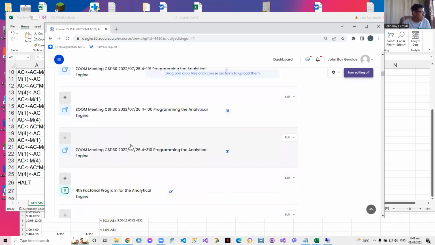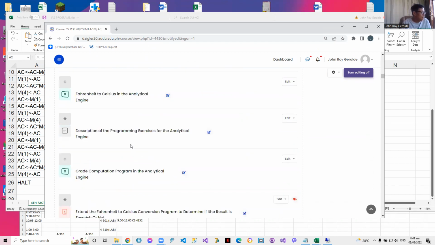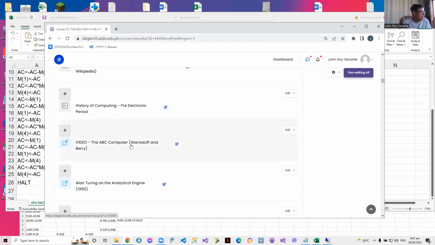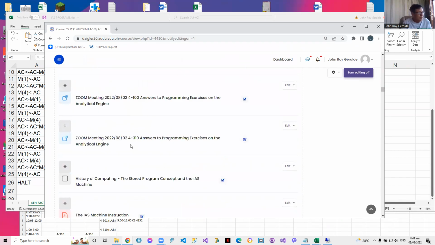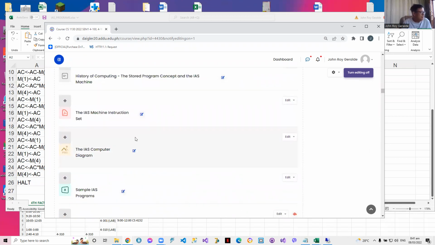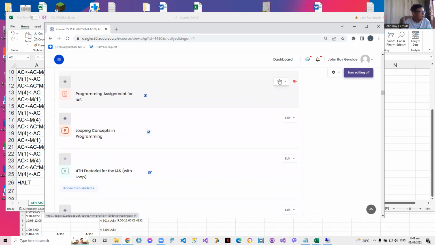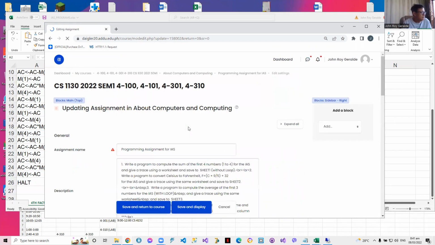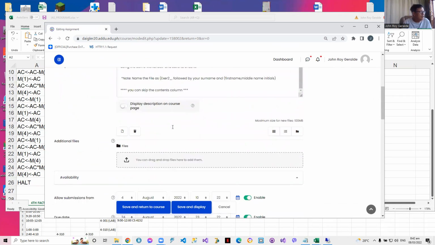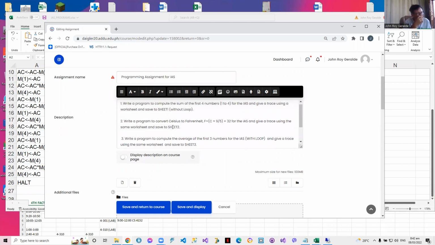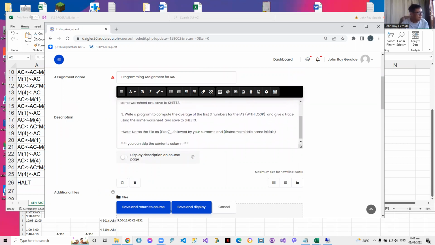So this looks a little bit strange, no? It's a little difficult. I'll just introduce you the program from the IAS. Why are we doing this? Because we are trying to show the evolution from the analytical engine to the IAS, no? Para halos pareho lang, no? Okay, Excel 3 na ito. This is the same as the first assignment.